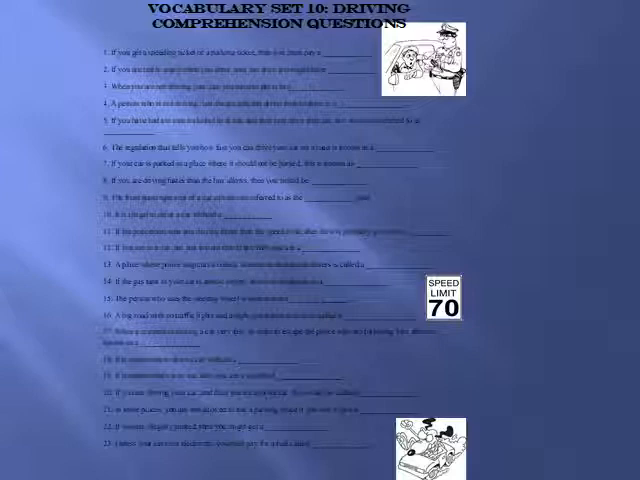Number 11, if the policeman sees you driving faster than the speed limit, he will probably give you a ticket. Number 12, if you are in a car but you are not the driver, then you are a passenger.